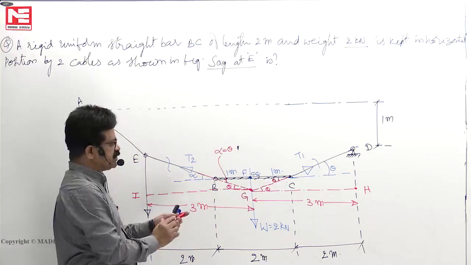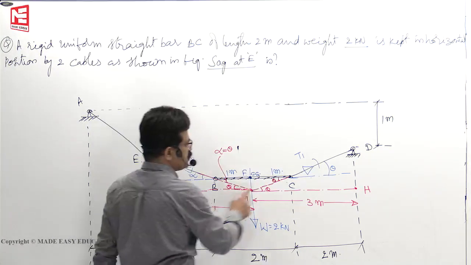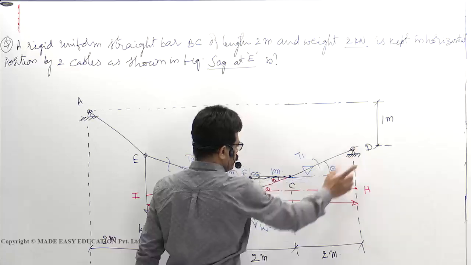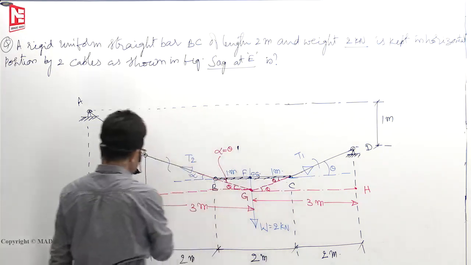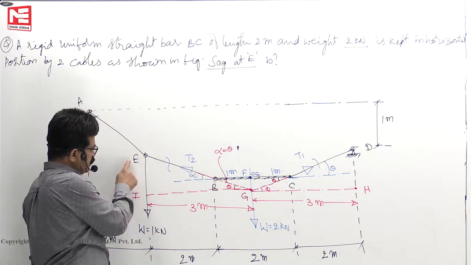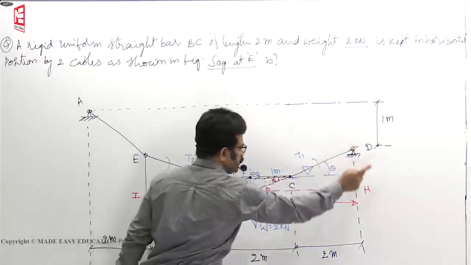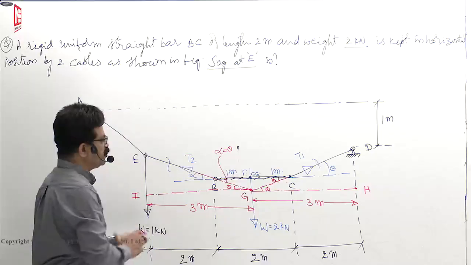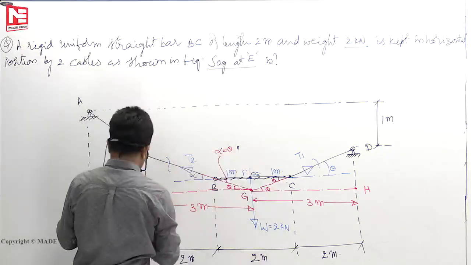Now again another set of similar triangles formed. GHD is one triangle, 3 meters, theta. GIE is another triangle, 3 meters, theta. Which means that EI and DH must be the same. Which also now means that E and D are at the same level.